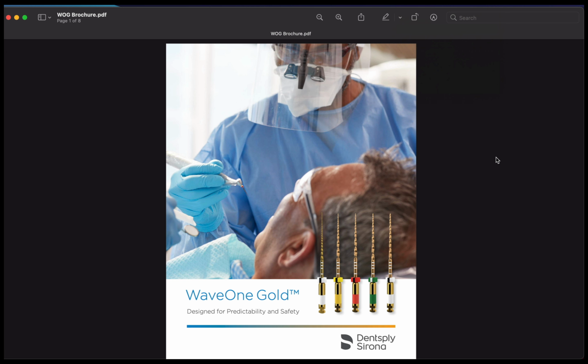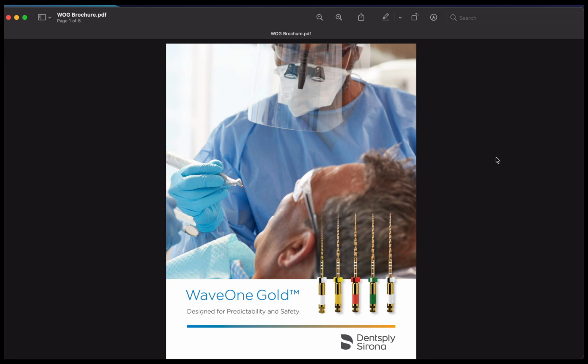So what's unique about Wave 1 and Wave 1 Gold as well is the movement of the files. These are in a whole different class of files called reciprocating files. These files don't rotate continuously 360 degrees. What they actually do is they engage the canal for 150 degrees, and then they disengage in the opposite direction 30 degrees. And then they go back to the 150 degrees and then the 30 degrees, and they slowly make their 360 degree moves in a combination of engaging and disengaging motions.